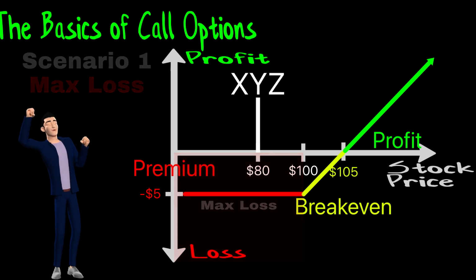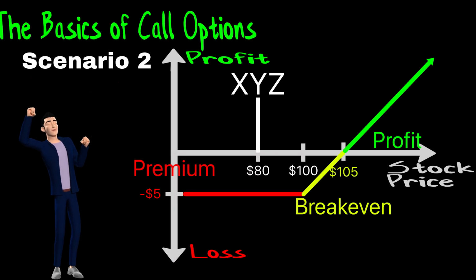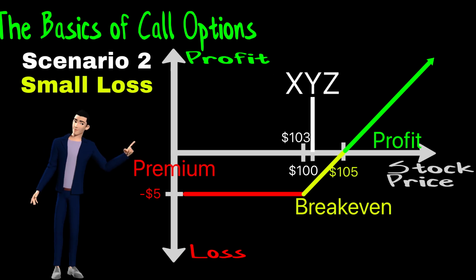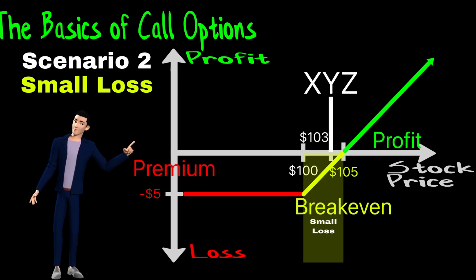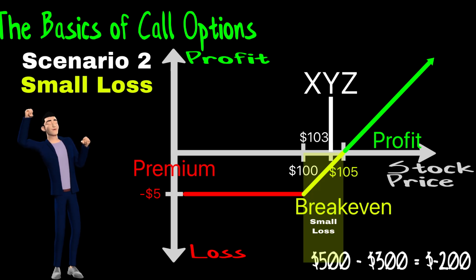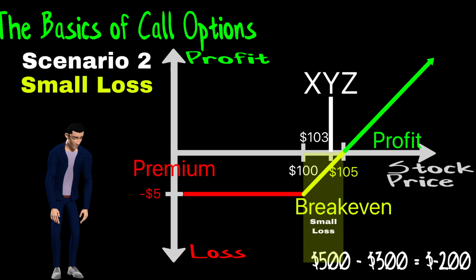Scenario 2. The company released the product on time, but it was only a mild success. So the stock price went from $100 to $103 per share. So Brad sells his option for $3 per share or $300. However, remember, Brad paid $5 per share or $500 for the option. So Brad will still lose $2 per share or $200.